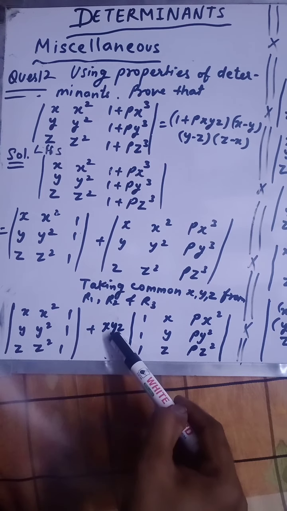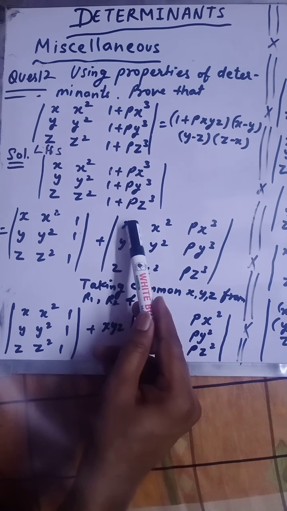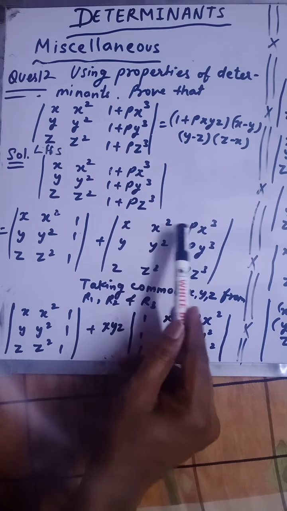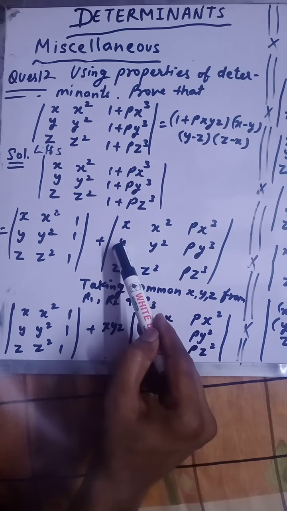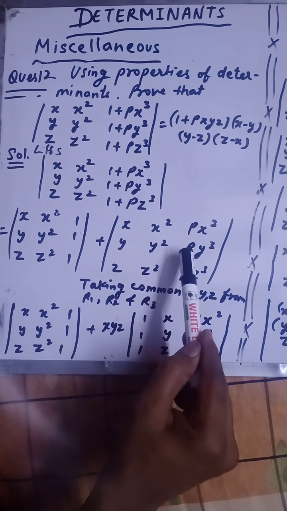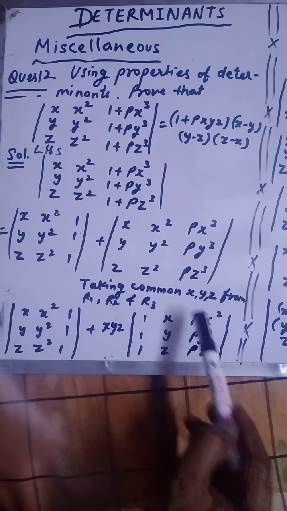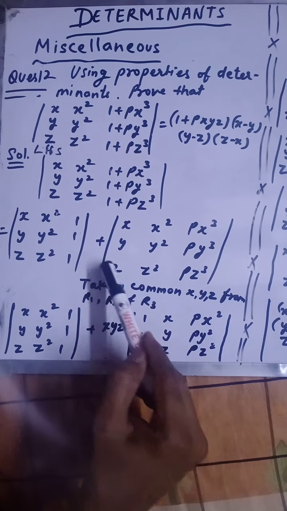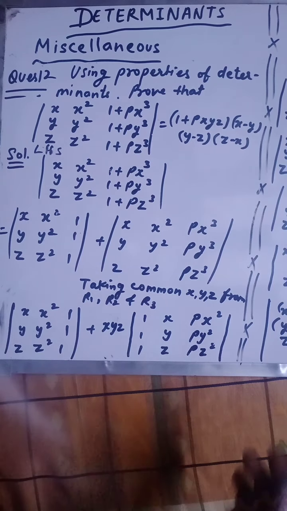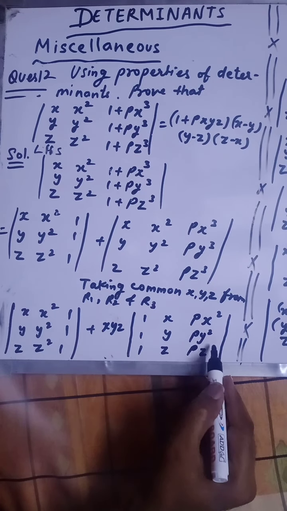After plus you have to write x y z, and then here you have to write 1 x and px square, because x is common from the first row, and we are taking y as common from the second row, so you have to write 1 y py square, like this. Here you are taking z as common, so it will be 1 z pz square, like this. So this is your square sign.